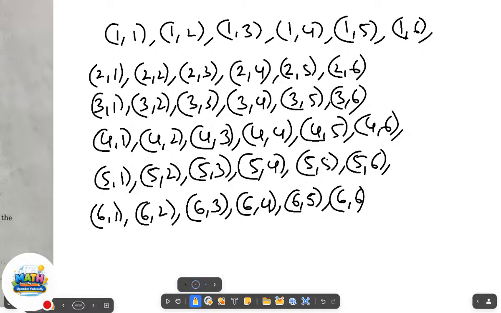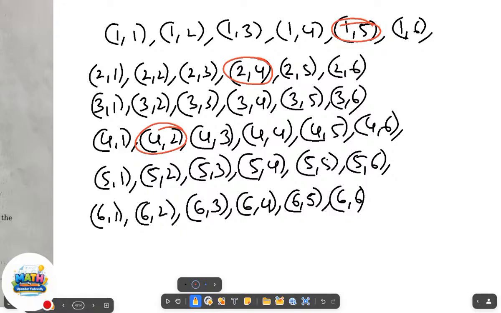So here, 1 plus 5, so this is divisible by 6. Next, 2 plus 4 is 6, and 6 is divisible by 6. Next, 4 comma 2, 4 plus 2 is 6, divisible by 6.